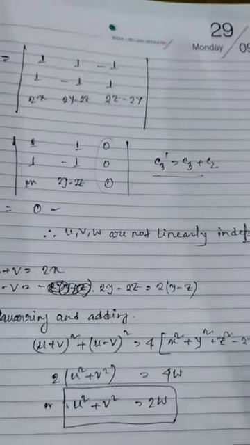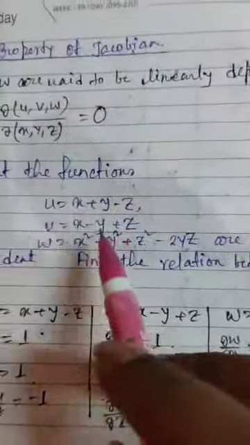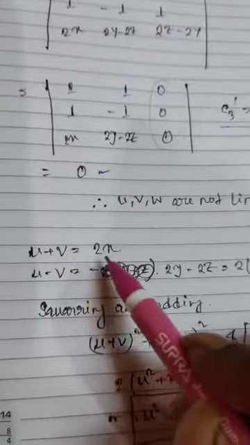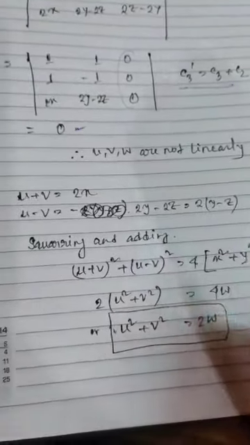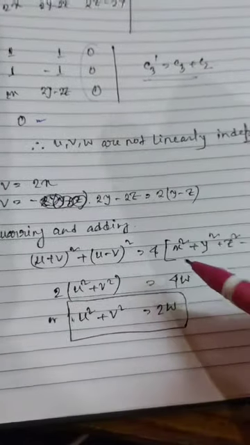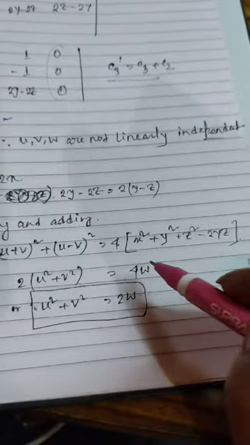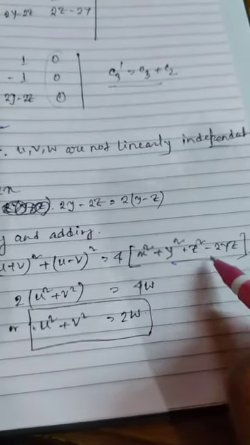So now we have to find the relation between u, v and w. See here, if we find u plus v and u minus v, then we will get u plus v is equal to 2x and u minus v is equal to 2y minus 2z. And now if we square and add both, we will get (u plus v) whole square plus (u minus v) whole square is equal to 4 into (x square plus y square plus z square minus 2yz), and this is the value of w.